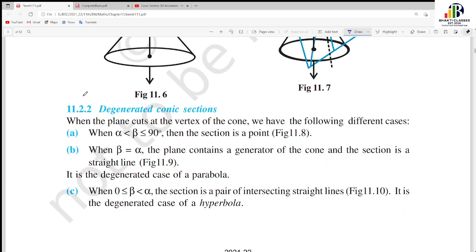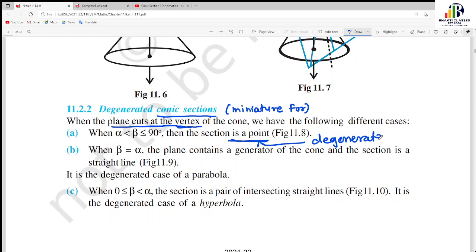Now there are degenerated conic sections, means the conic section in their miniature form. That is, where does this cone come from, what can be the minimum cone. So if we cut the vertex with a plane, we will get a point. Okay, when alpha is less than beta is less than or equal to 90 degree, the section is point, and that point is called degenerated conic section.